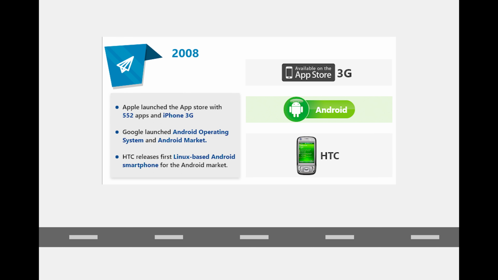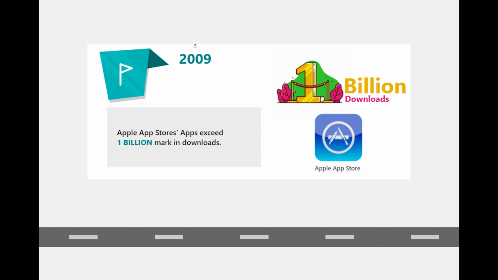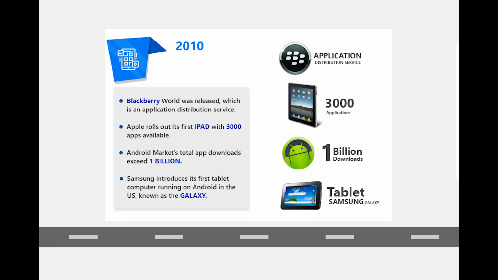At the same time, Google also launched the Android operating system and the Android market. And then HTC, the phone manufacturer, produced the first Linux-based Android smartphone for the Android market, which was pretty cool. We roll down a year later, and now it's 2009. Apple exceeds 1 billion downloads of apps within the Apple App Store. It was remarkable.